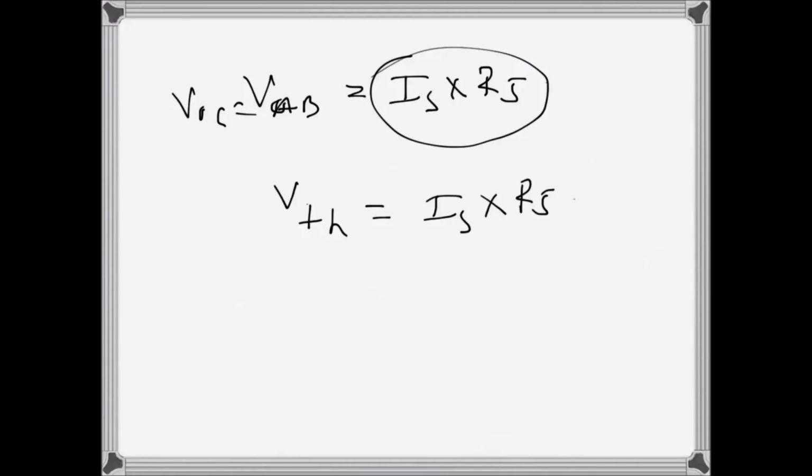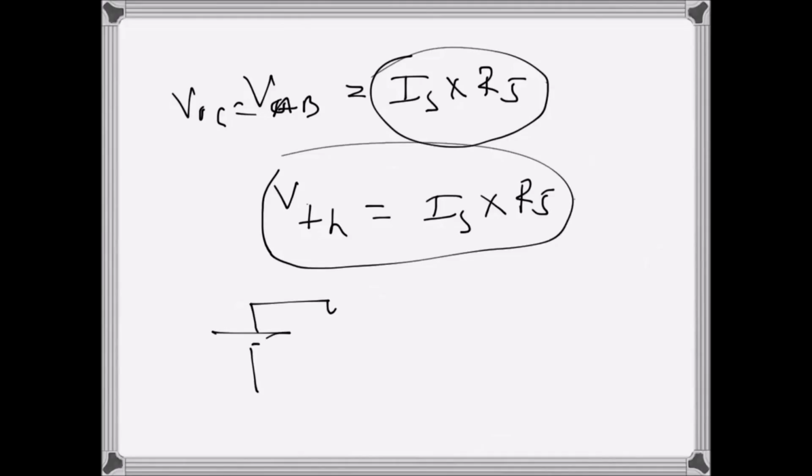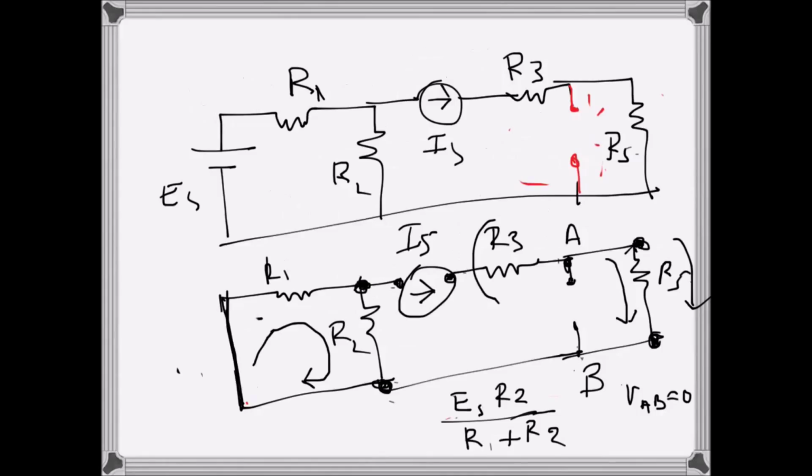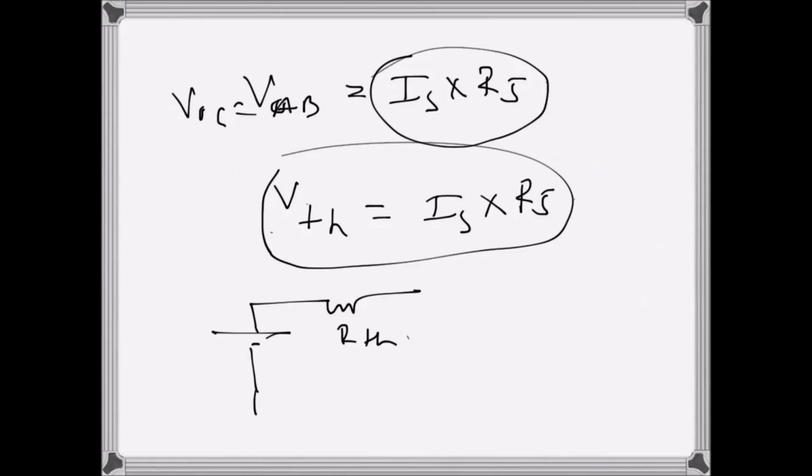So the circuit becomes like that. V Thevenin is this one, and R Thevenin, as we saw before, is just R5, and then we can connect the resistance R4 there to find the current through it.